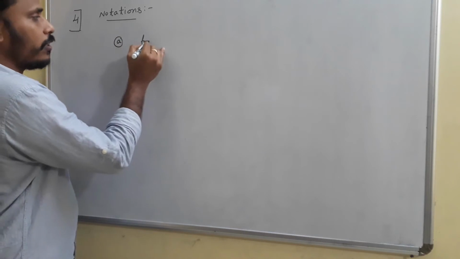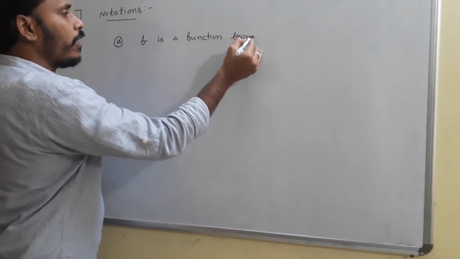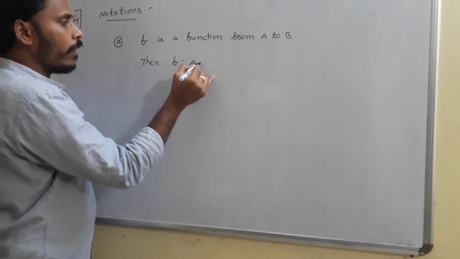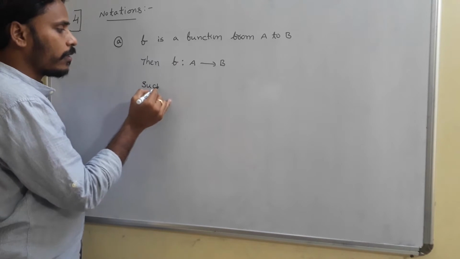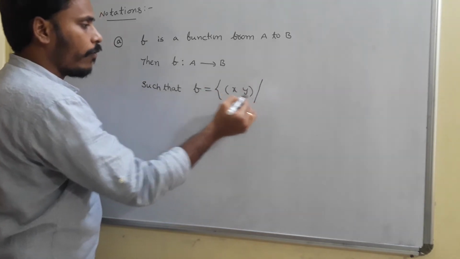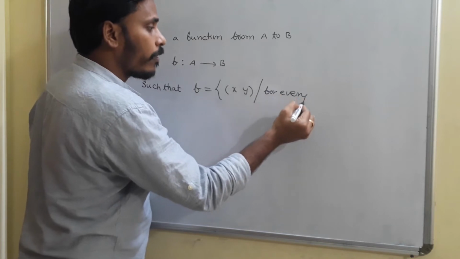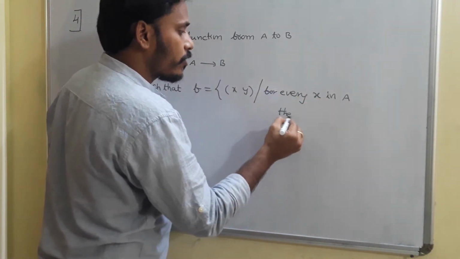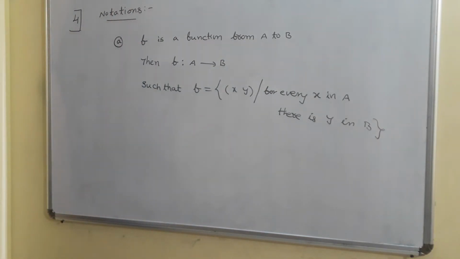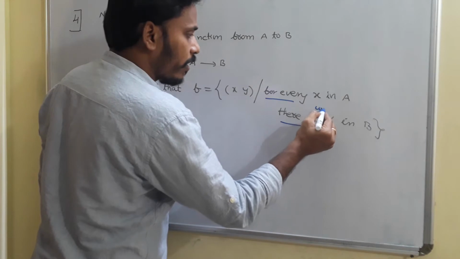See, if a function f is a function from A to B, then we usually notate it like this: f is from A to B such that f contains the ordered pairs x comma y, and those pairs are in such a way that for every x belongs to A, there is a y in B. Look at the words for every and there is; there is a unique y. Actually you need to write here unique y.